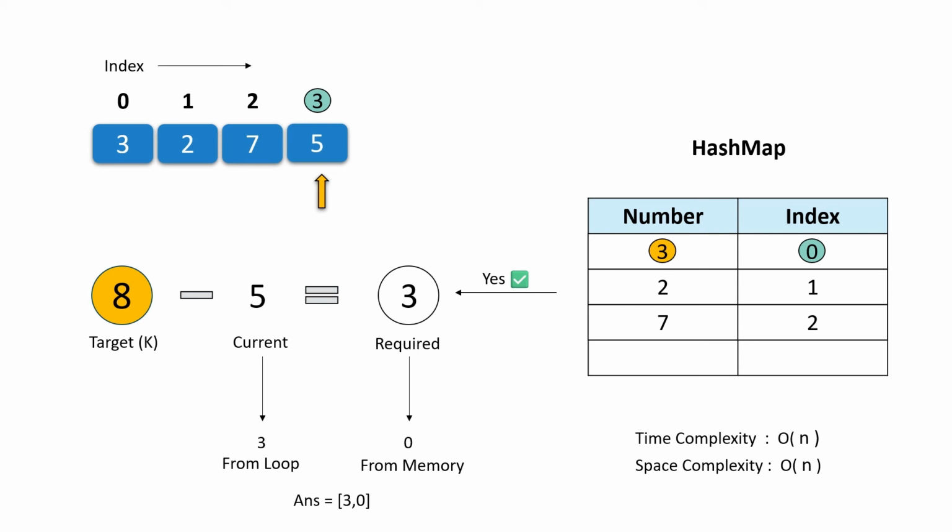This entire operation takes a time complexity of big O of n. The reason being, we are running only a single loop on each element of the nums array and storing each element in the memory. In worst case, we are storing at max n elements of the nums array. We are taking a space complexity of big O of n.